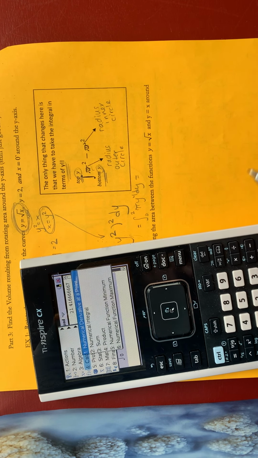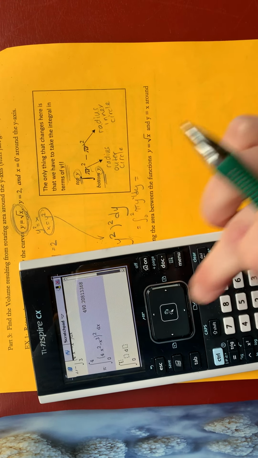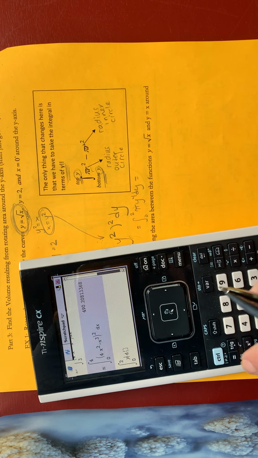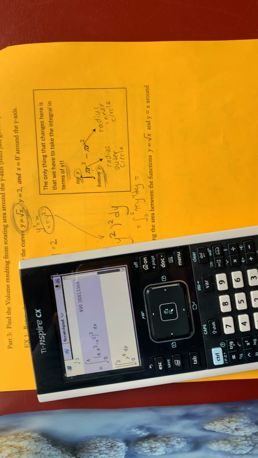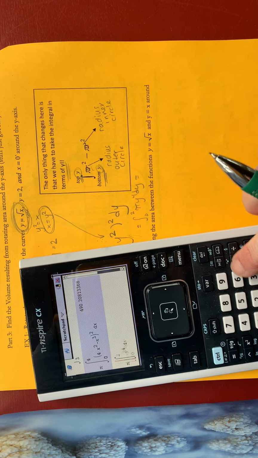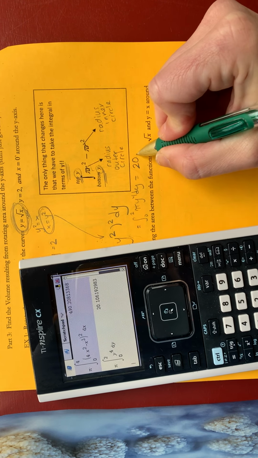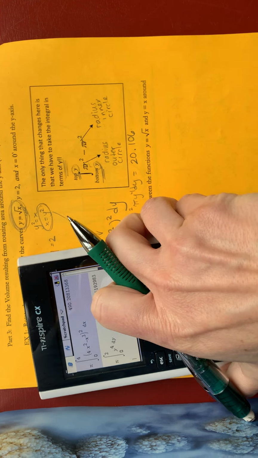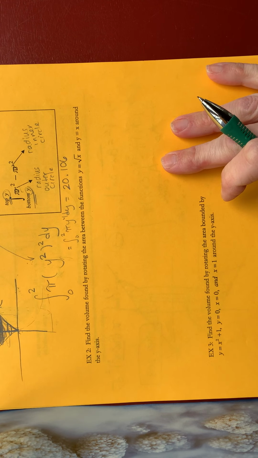So if I put this in, if you want to use y's, that's fine. So y to the 4th, but then you have to make sure you go dy over here, and I didn't put in pi. Oops. So there we go, and I get 20.106. So the concept's not new, but the way we have to actually do it is a little bit new. So let's try the second one.